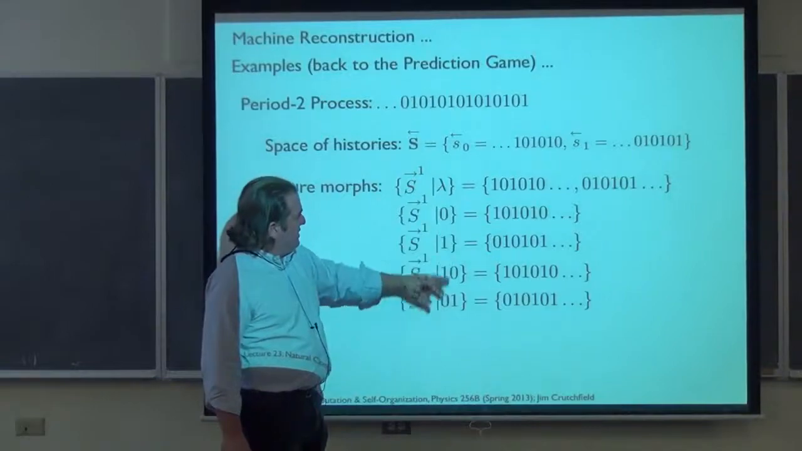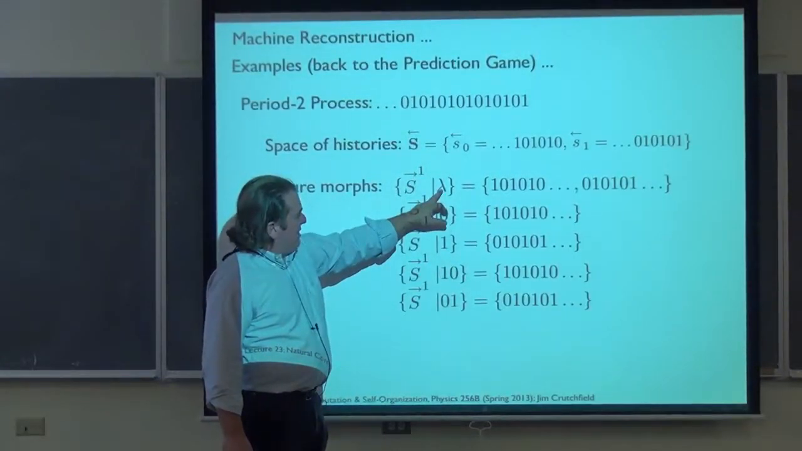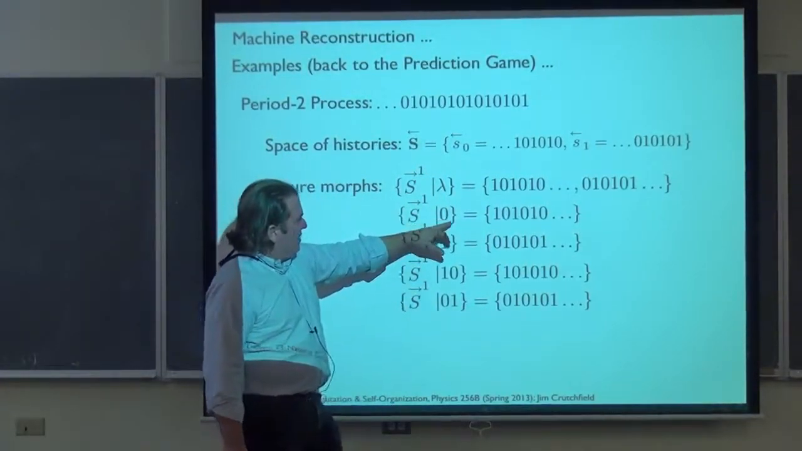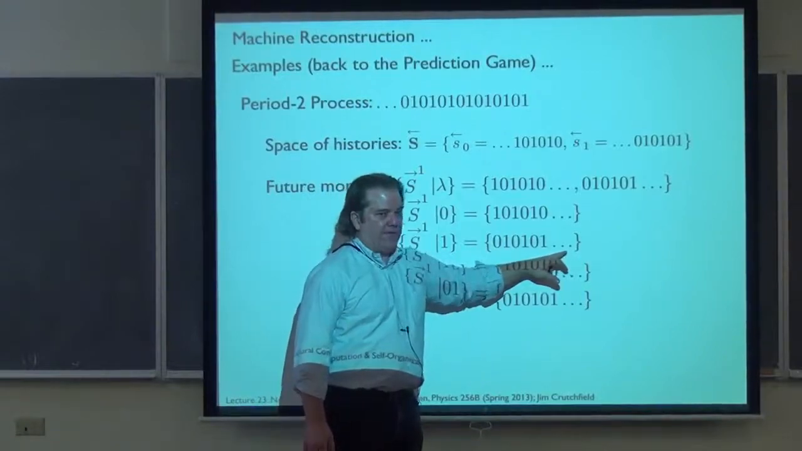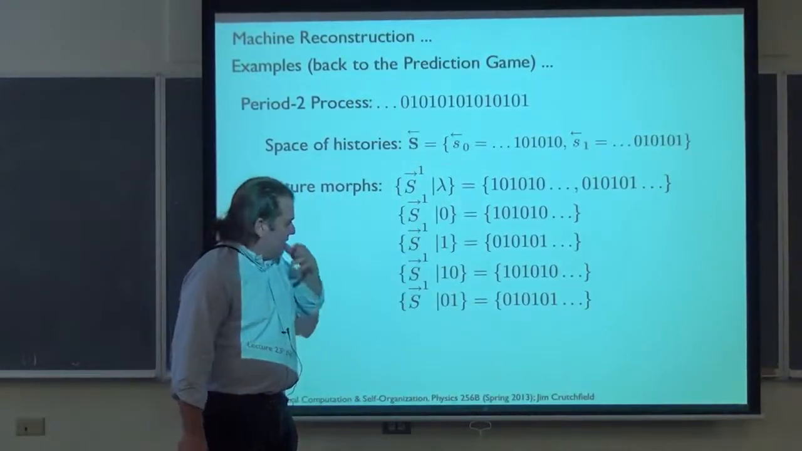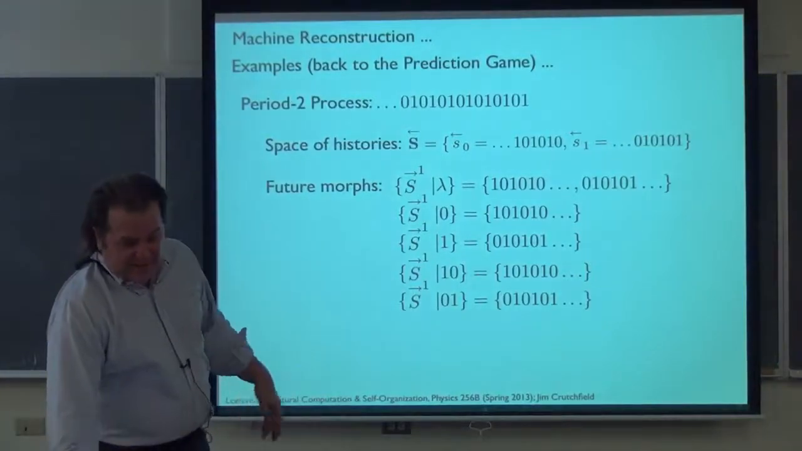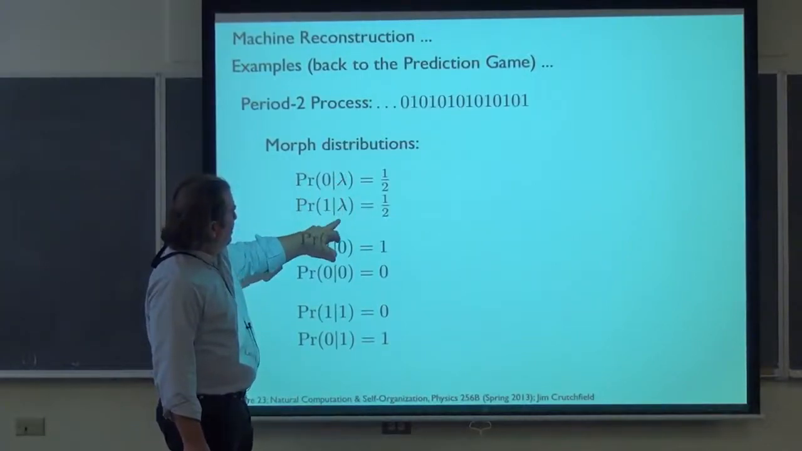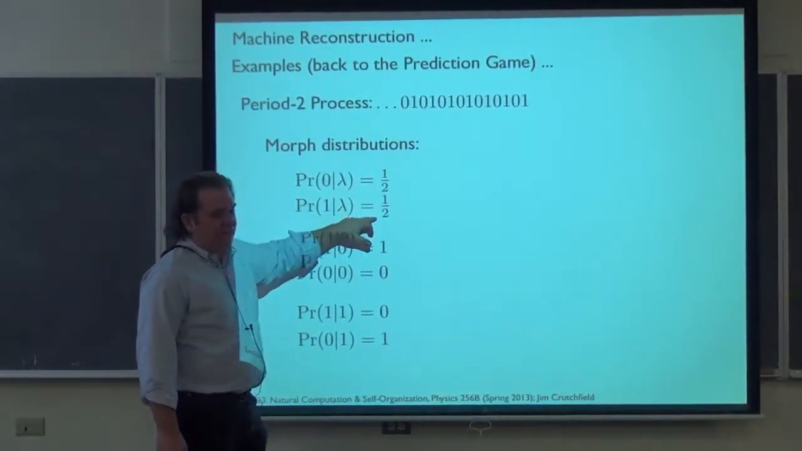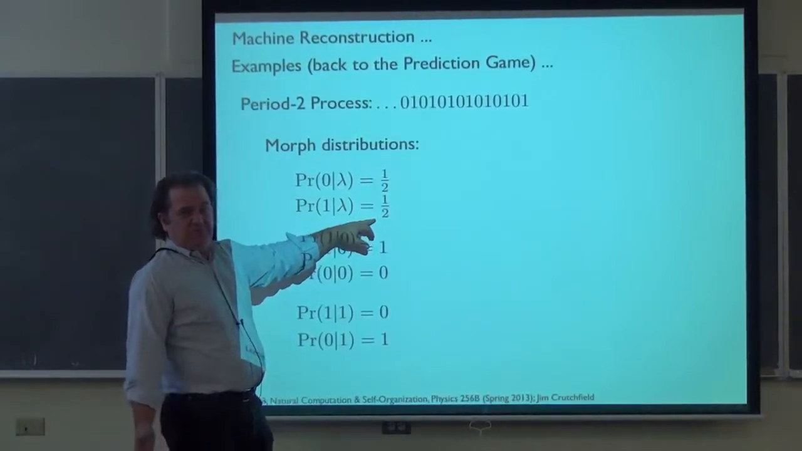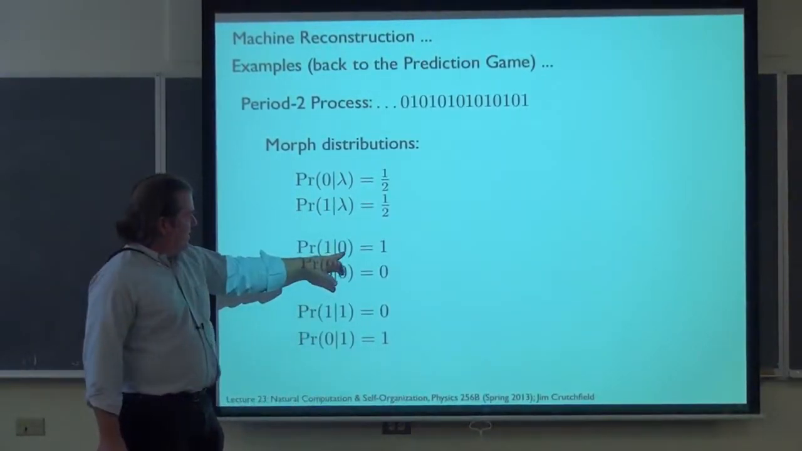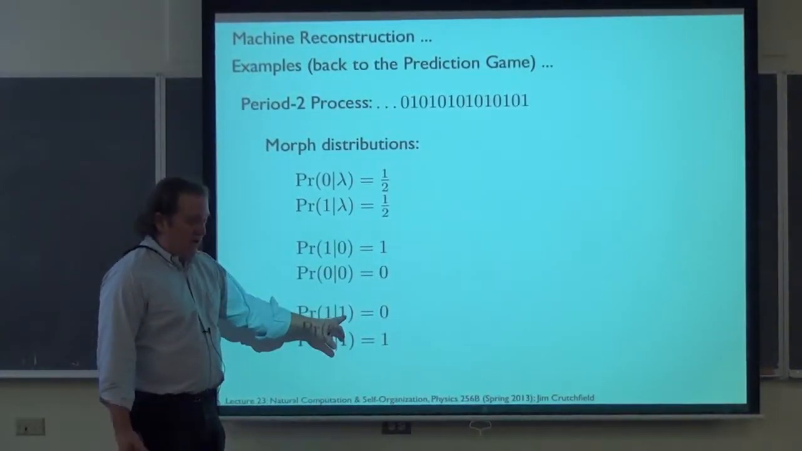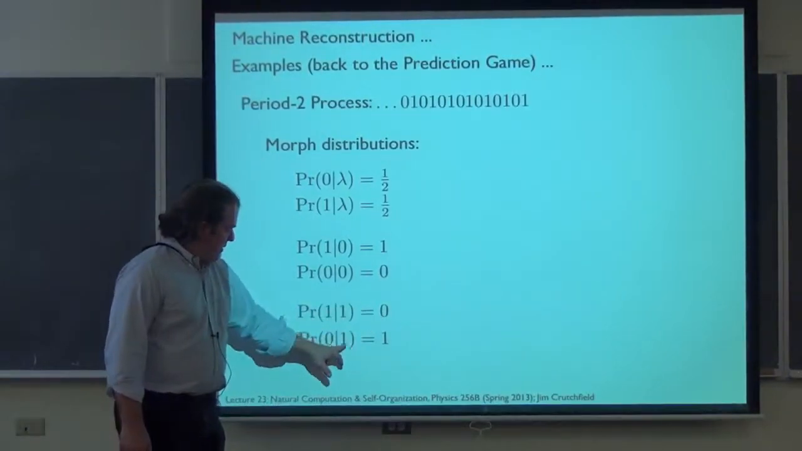I can just look at what sequences occur conditioned on having seen nothing, top tree node. Well, I can see two futures. If I see a zero, there's only one future I can see. If I see a one, there's only one future I can see. So I can write out this and then calculate the probabilities from the tree. So if I haven't seen anything yet, lambda meaning no measurement, zero or one looks like a fair coin. That's my prediction. I don't know what phase it is. Could be in either phase. However, if I've seen a zero, I know I'm going to see a one, and I'm not going to see a zero, and vice versa. If I saw a one as my past, I know I'm not going to see a one, I'm going to see a zero.